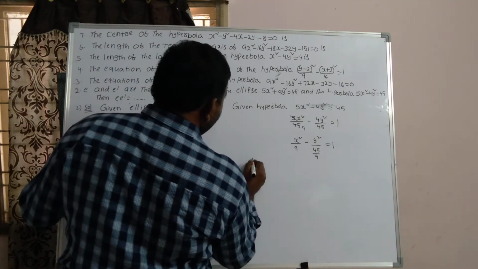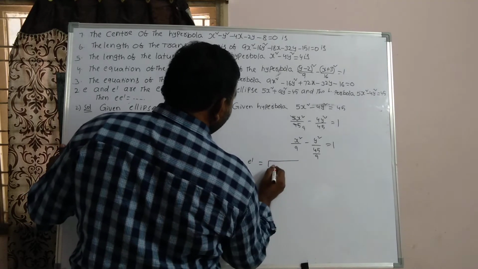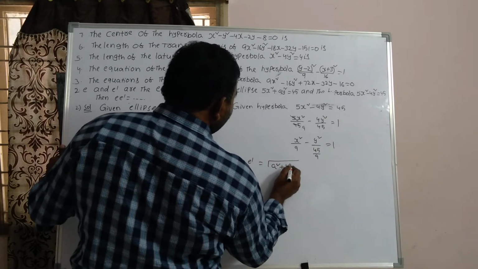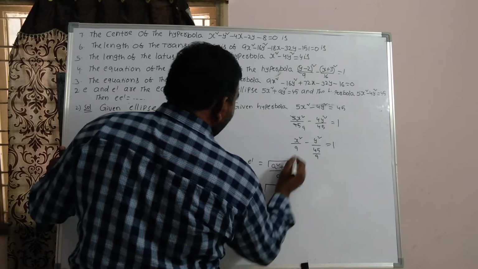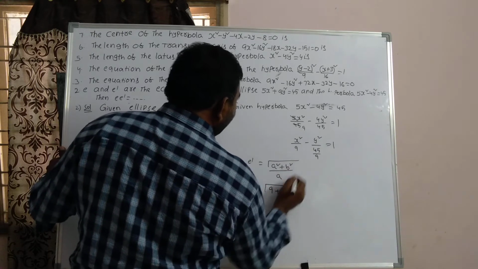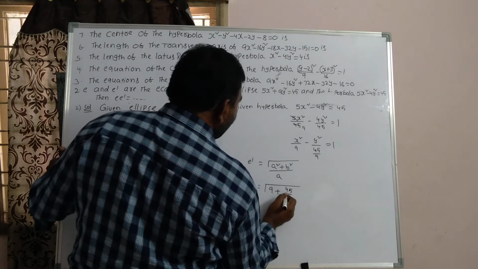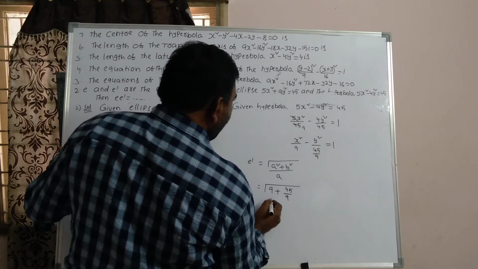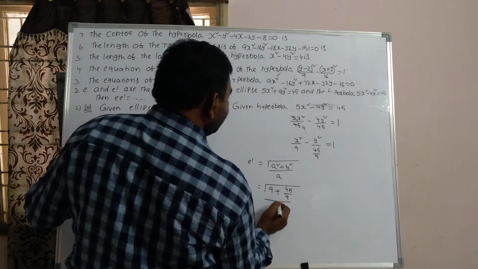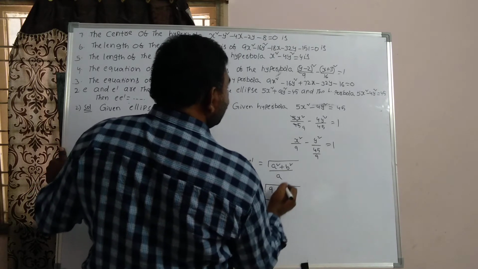So here e dash is equal to square root of (a square plus b square) by a. So here a square value 9 plus b square value 45 by 4, by a value here.